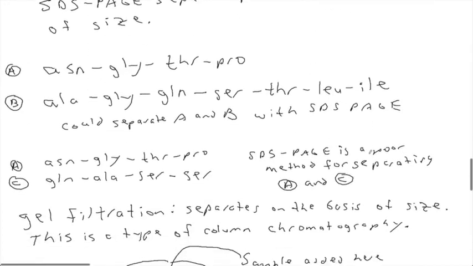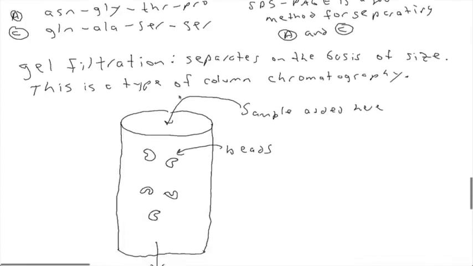Would gel filtration chromatography be a good way to separate A and B? I'm sorry, say that again? Would gel filtration chromatography be a good way to separate A and B here? Yes, possibly, because B seems almost twice as big as A. Would it be a good way to separate A and C? No. Why not? Because they're the same length and size. Yeah, so it definitely wouldn't work for A and C. It might work for A and B. All right.